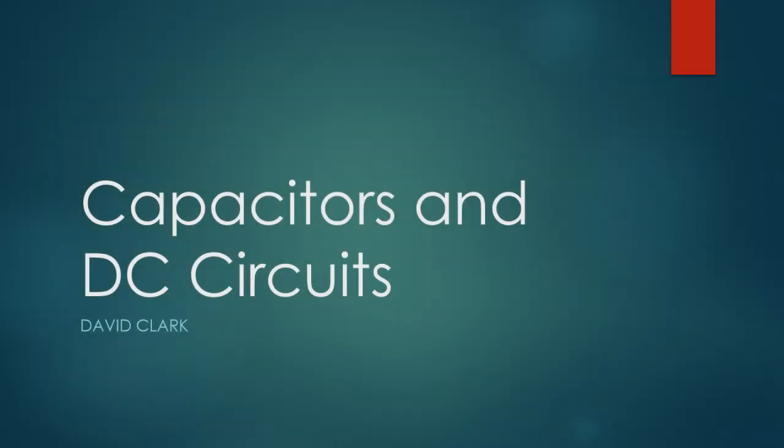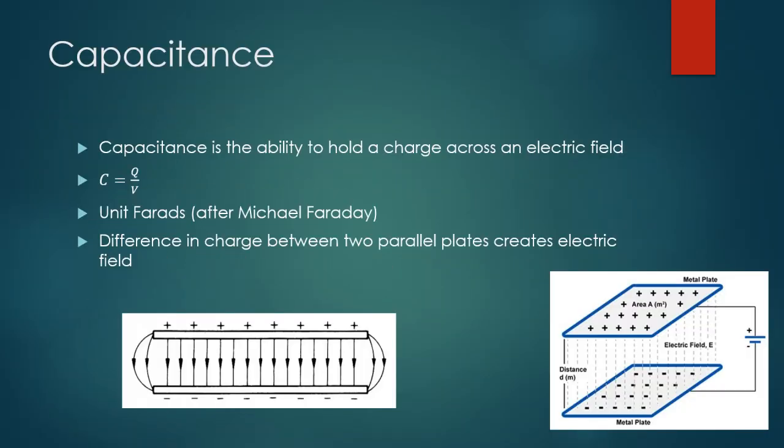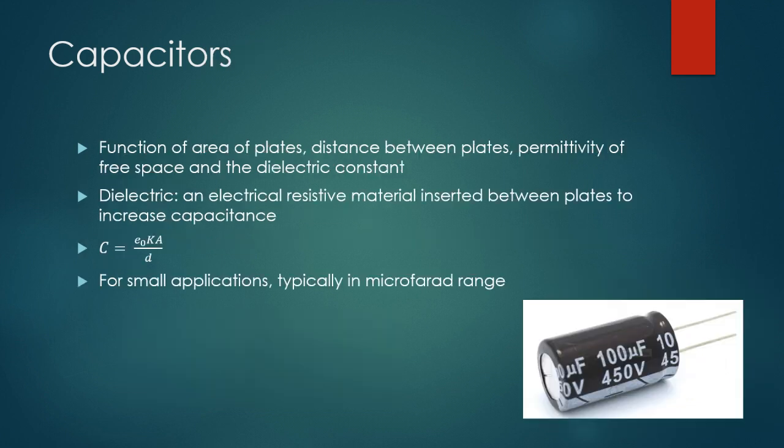Hello, and today we're going to be talking about capacitors in DC circuits. So capacitance is the ability to hold charge across an electric field. When you have two parallel plates, with one positively charged and one negatively charged, the electric field is going to go between the plates, and that's going to be able to store energy.